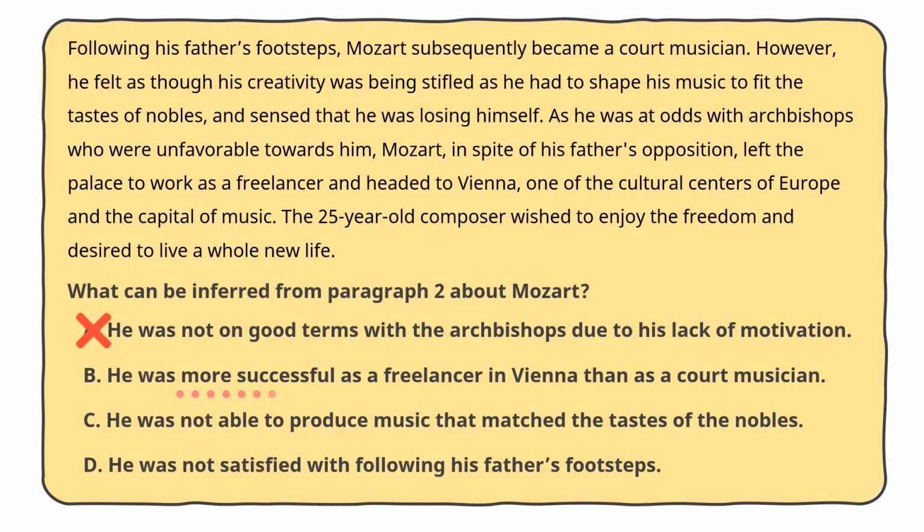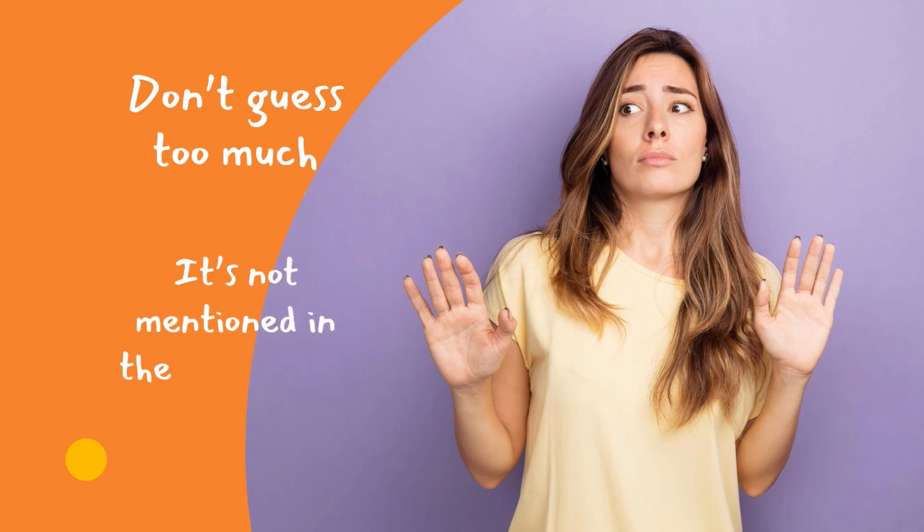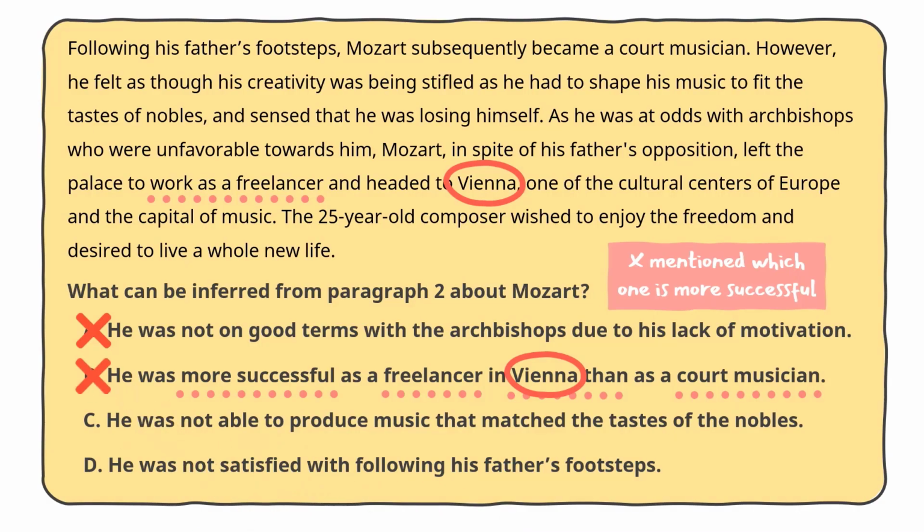B. More successful freelancer, Vienna, than court musician. It only mentions he worked as a freelancer in Vienna, but it doesn't mention which one is more successful. Don't guess too much. It may be correct if you know more about Mozart, but it's not mentioned in the paragraph, so B is not correct.